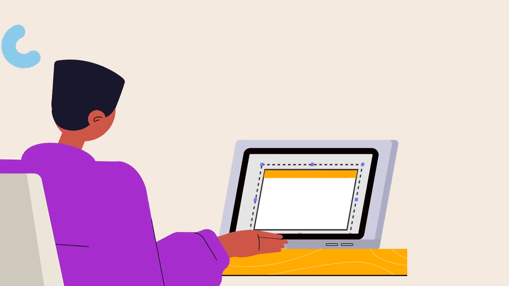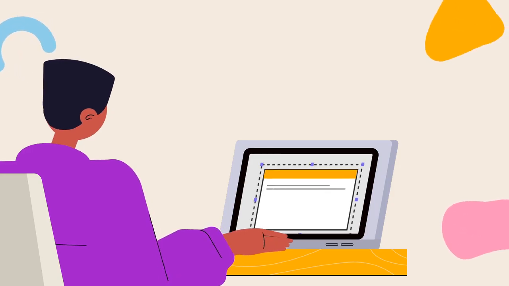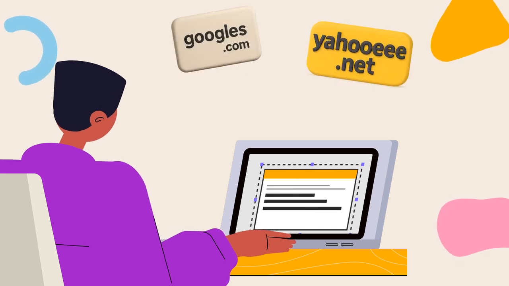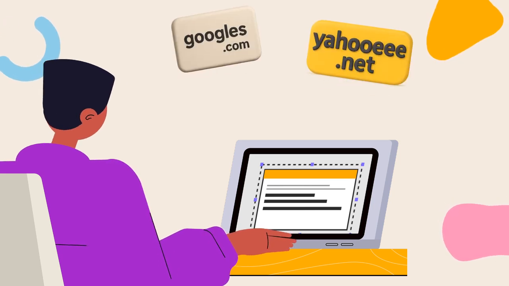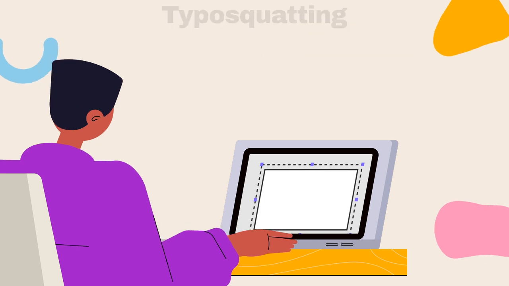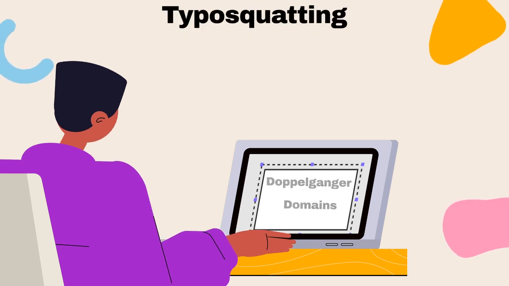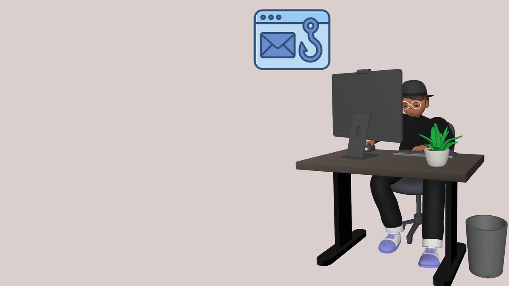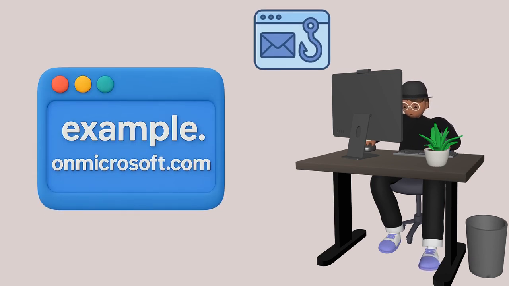Phishing and pharming often rely on impersonation. Attackers register lookalike domains like googles.com or yahoo.net, hoping you won't notice the subtle difference. This is called typosquatting, also known as lookalike or doppelganger domains. They might also use hijacked subdomains that appear trustworthy. For example, example.onmicrosoft.com might look legit because it uses the Microsoft domain, but it's actually a subdomain purchased from Microsoft by the attacker.